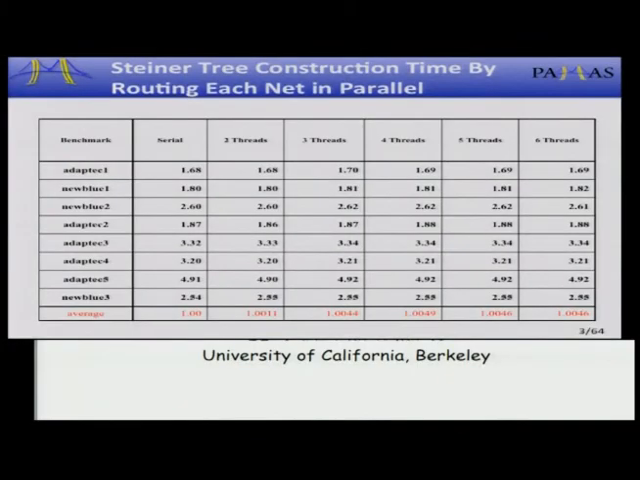And we have some experiments of our own. This is one of my graduate students trying to parallelize a Steiner tree construction for routing. These are a set of benchmarks. These are the number of threads. And this is the amount of slowdown relative to the serial code.